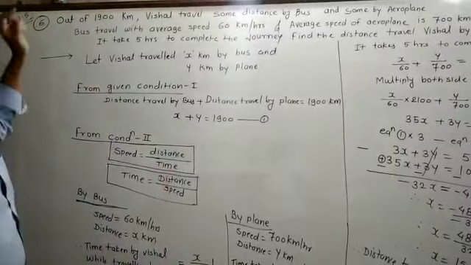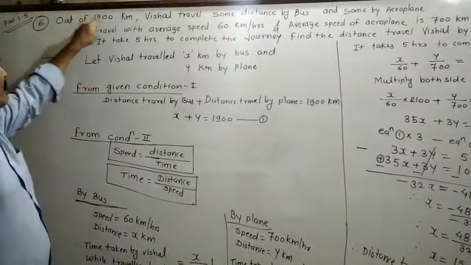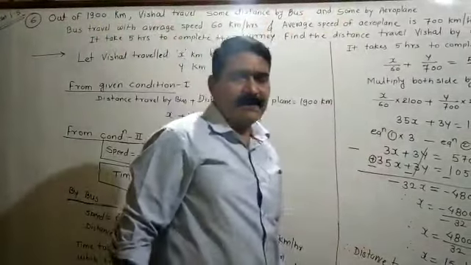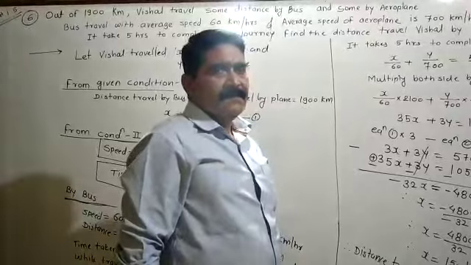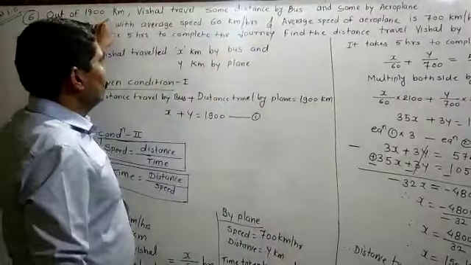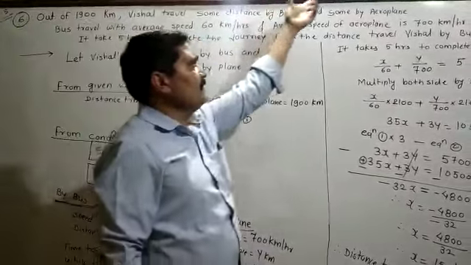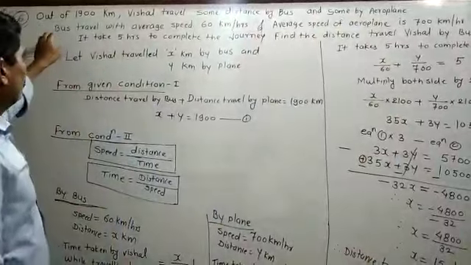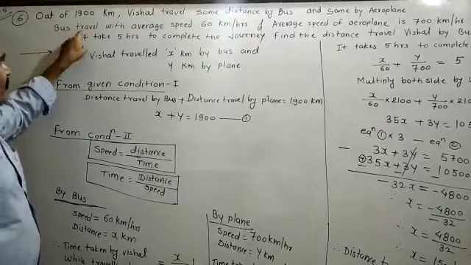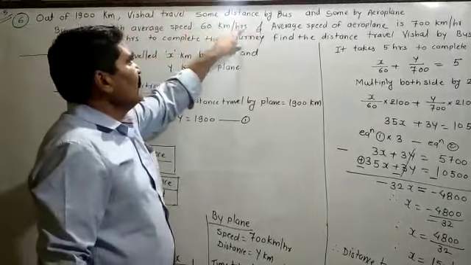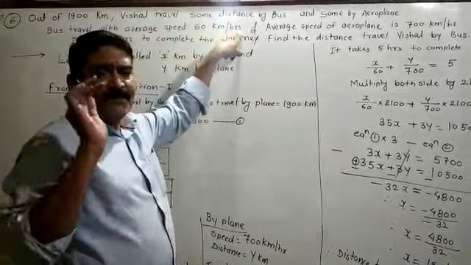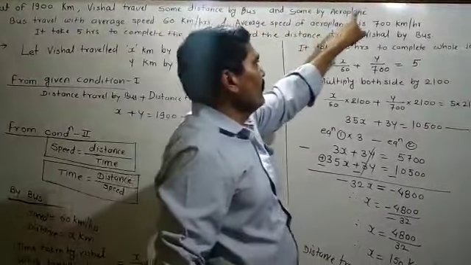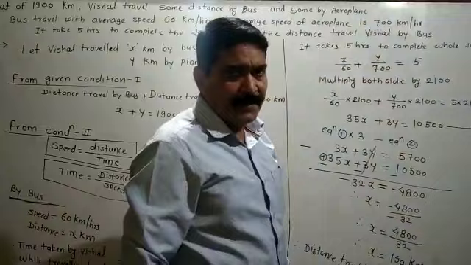Practice set 1.56 example. Out of 1900 kilometers, we shall travel some distance by bus and some distance by aeroplane. Means he travels 1900 kilometers, but some distance he travels by bus and some distance by aeroplane. The average speed of the bus is given as 60 km per hour and the average speed of the aeroplane is given as 700 km per hour.